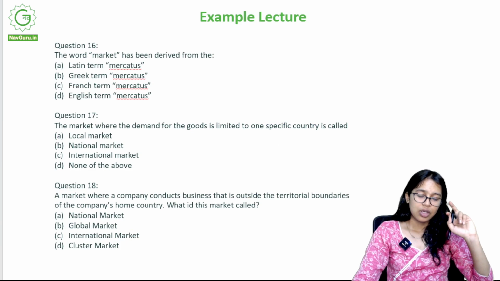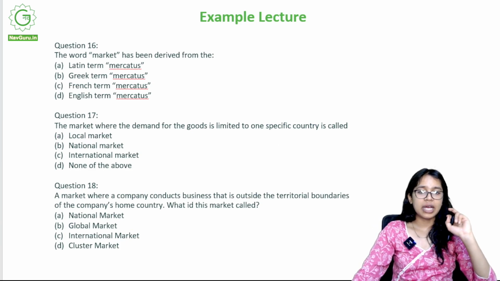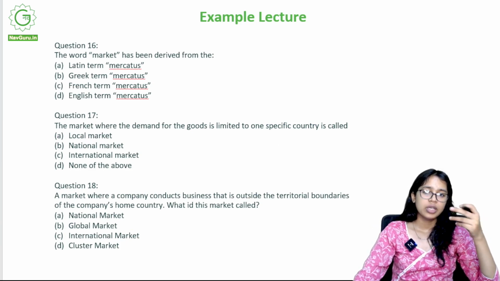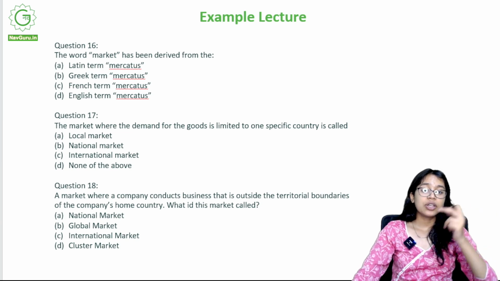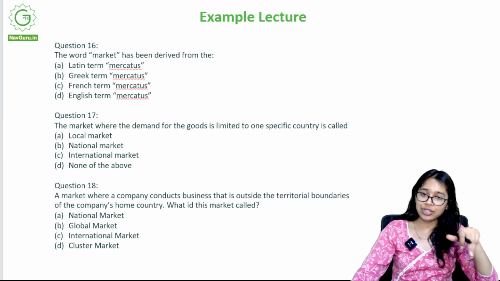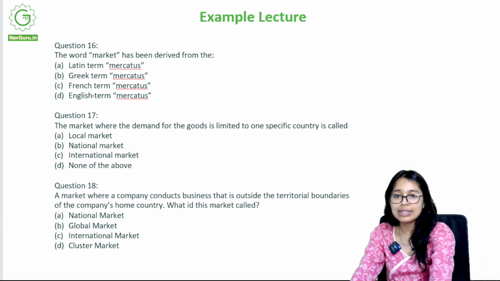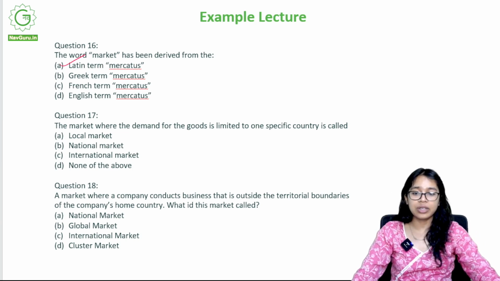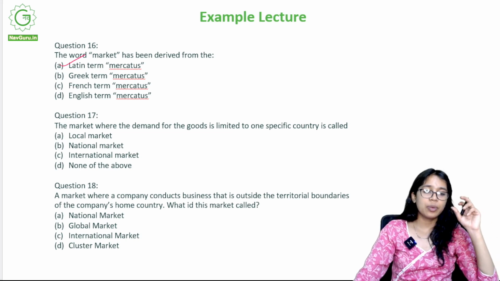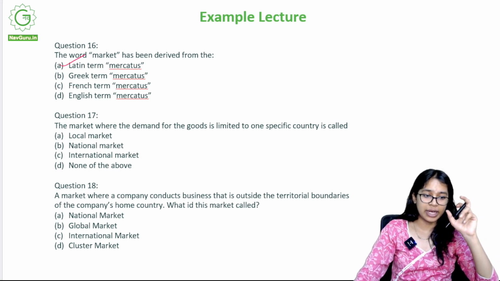Question number 16. The word market has been derived from which word? Latin term mercatus, Greek term mercatus, French term mercatus or English term mercatus? So the right answer over here is A, which is the Latin term mercatus, from which the word market has been derived.